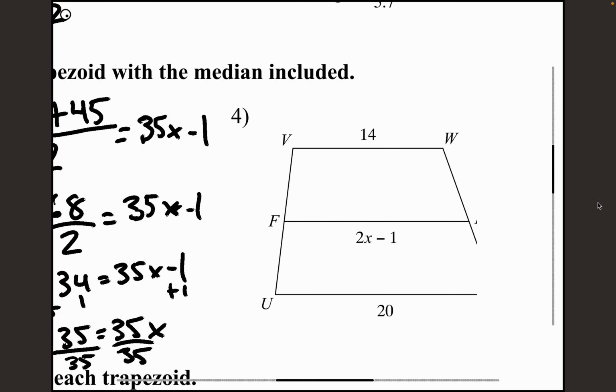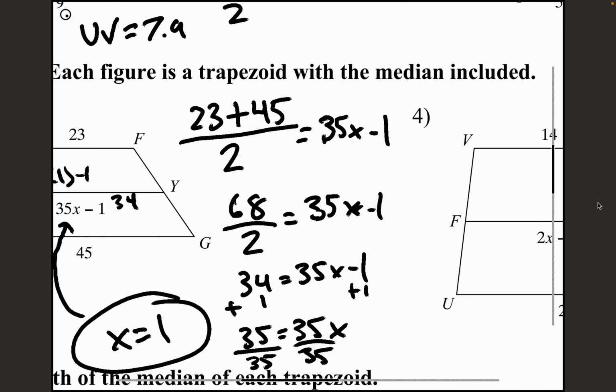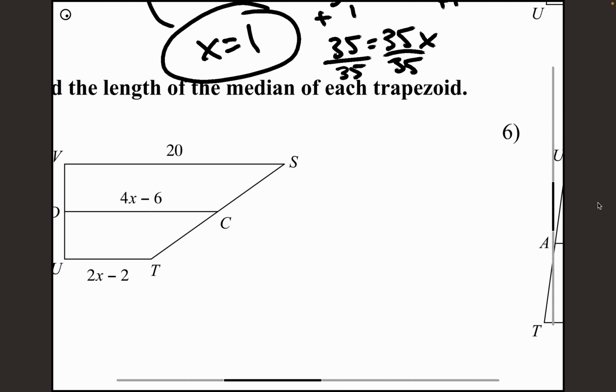So I'm not going to solve this one, so I can move on. But if you want to solve this one, go ahead and pause it and try it on your own. And then let's go ahead and look at our next one.